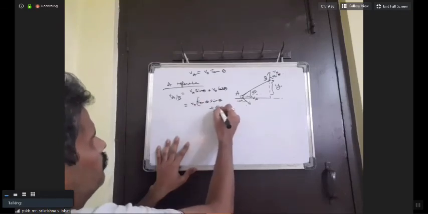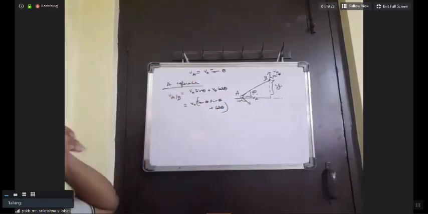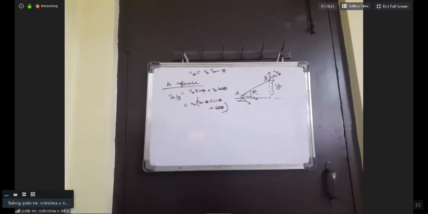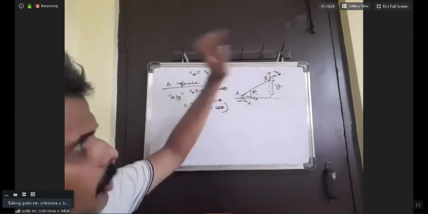So it is V naught tan theta, sin theta, plus cos theta. Okay. So V naught tan theta sin theta plus cos theta, that should be the relative velocity, that should be the velocity with respect to B.